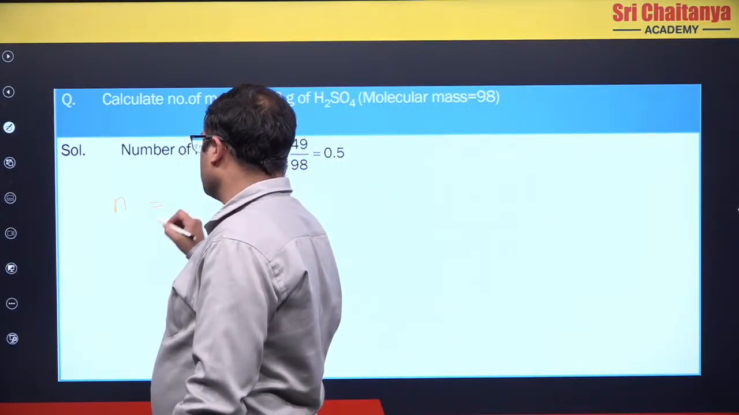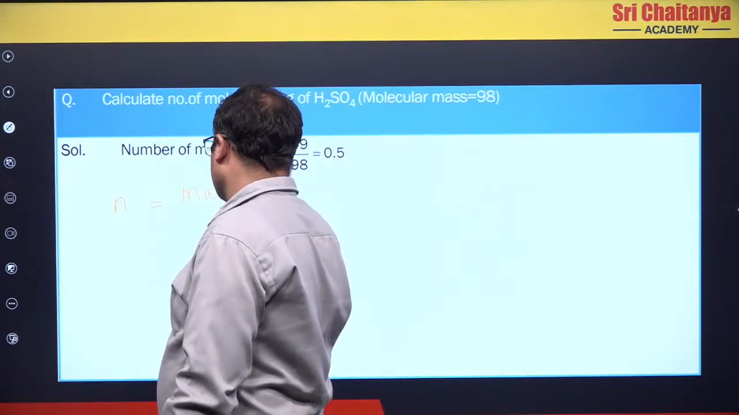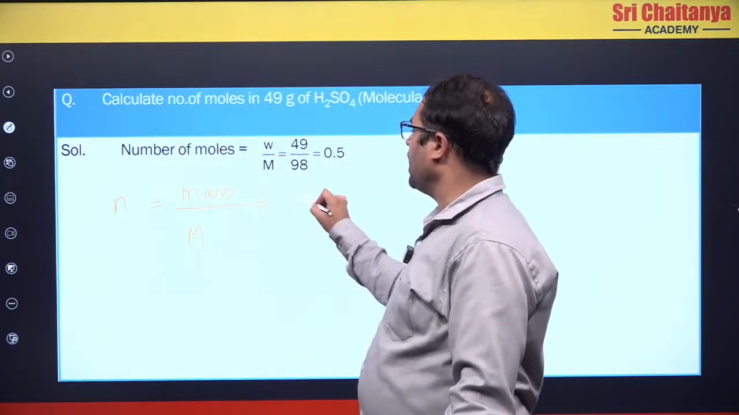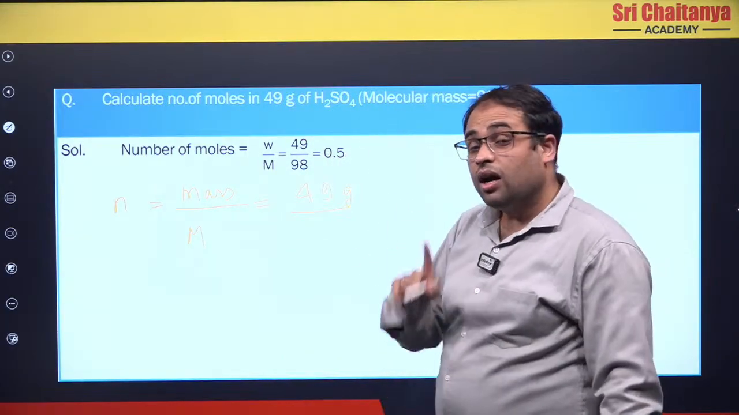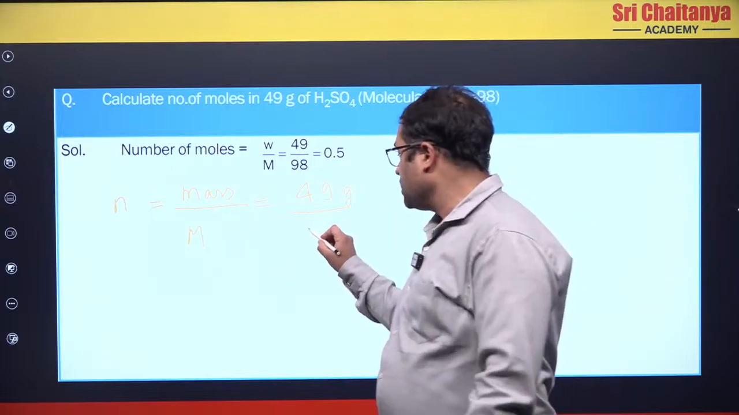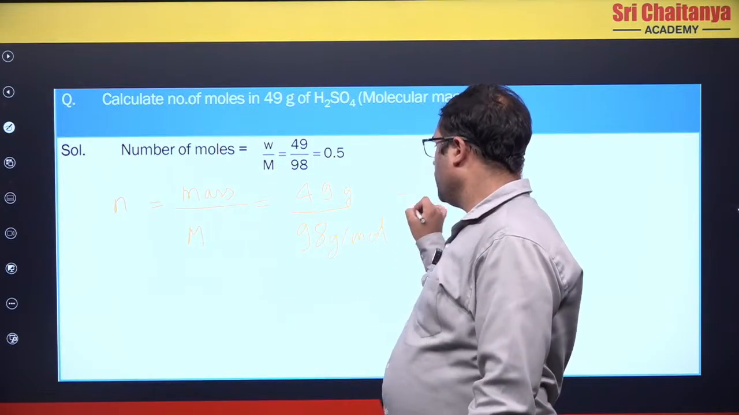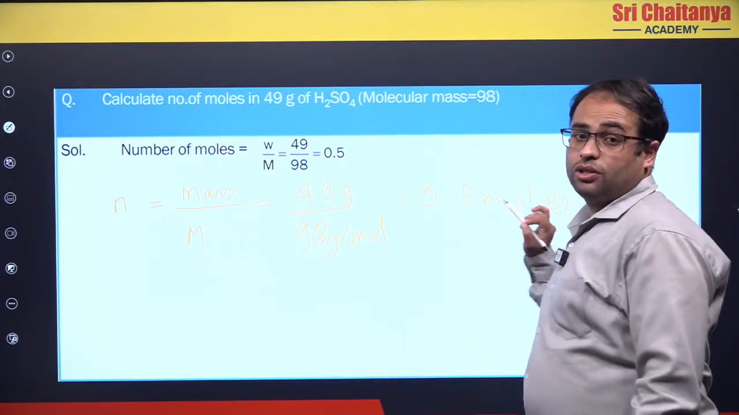So moles is equal to mass by molar mass. The mass given is 49 grams. You divide it by the molar mass. Remember, always write the units of molar mass, 98 grams per mole. This comes out to be around 0.5 moles, right?